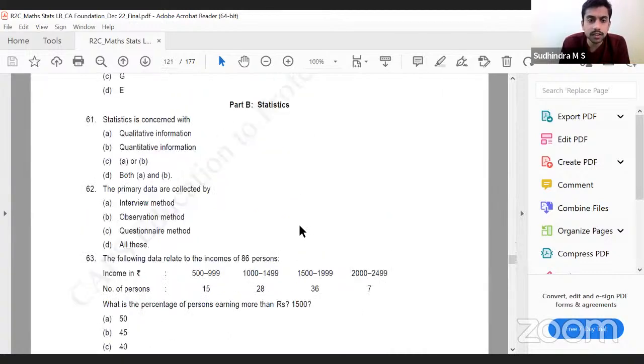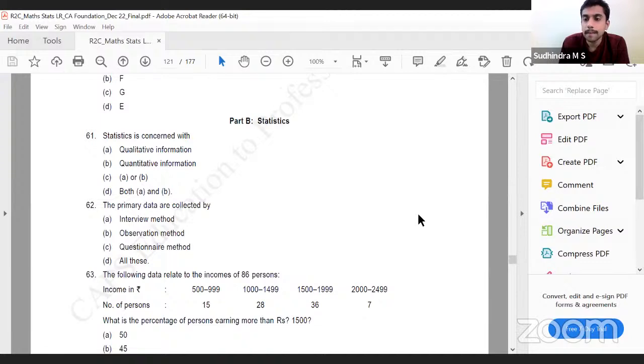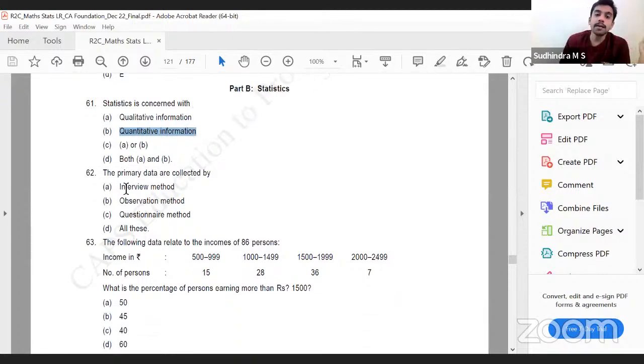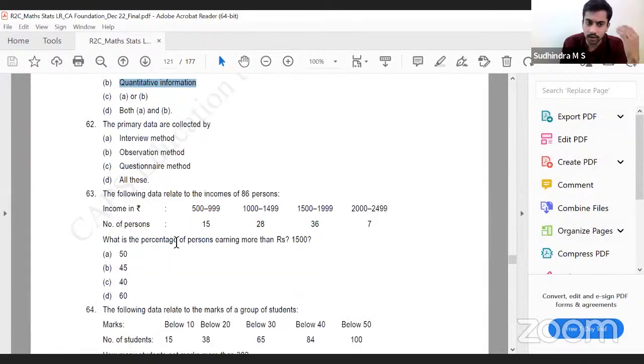Statistics is concerned with both qualitative and quantitative data. Even though it deals mainly with quantitative, it is concerned with both A and B. Primary data are collected by all the three methods: interview, observation, and questionnaire.